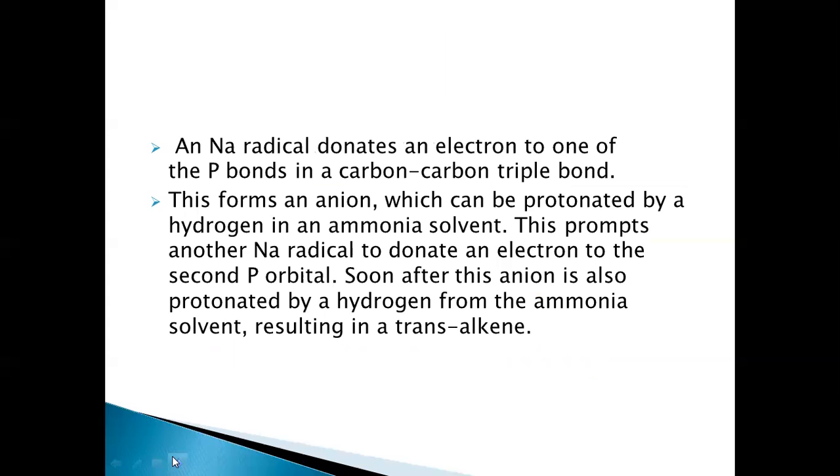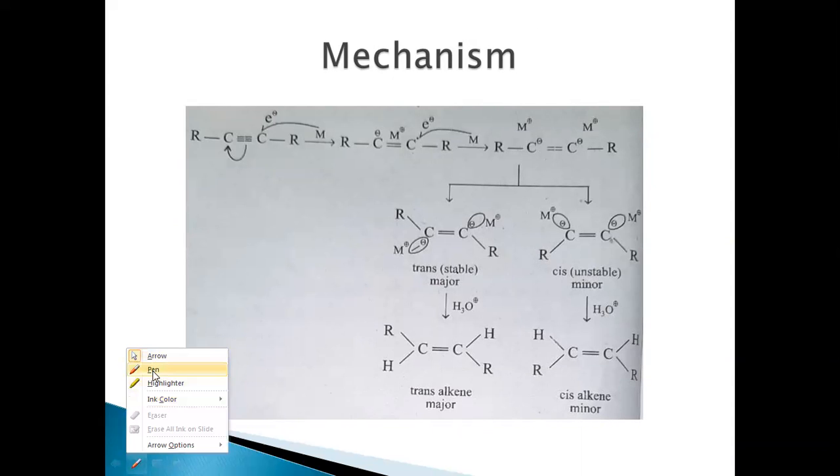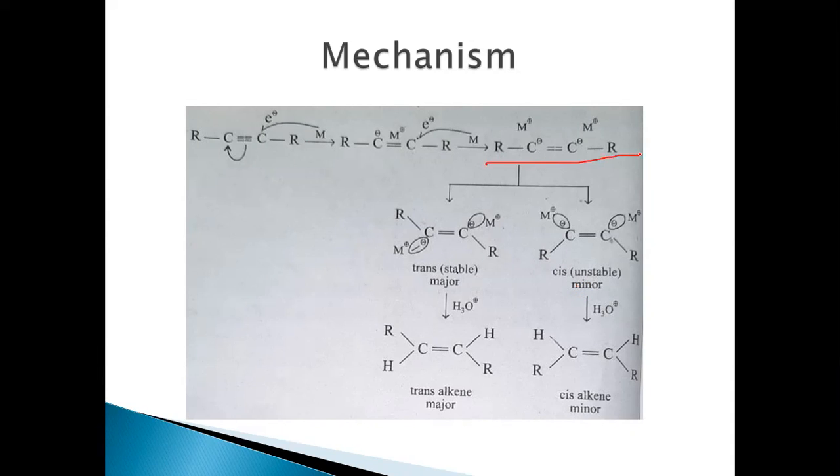Let's look at the mechanism now, how this is happening. When we look at the mechanism, first is the formation of this dianion. First, the electrons from the metal get transferred to one of the p orbitals. We can see that there are two pi bonds here, so it's easily reactive when compared to that of the alkanes because of the presence of this pi bond. And the second time electrons are again transferred to the other p orbital on the other carbon atom, resulting in the formation of this dianion, with two negative charges on two different carbon atoms here.